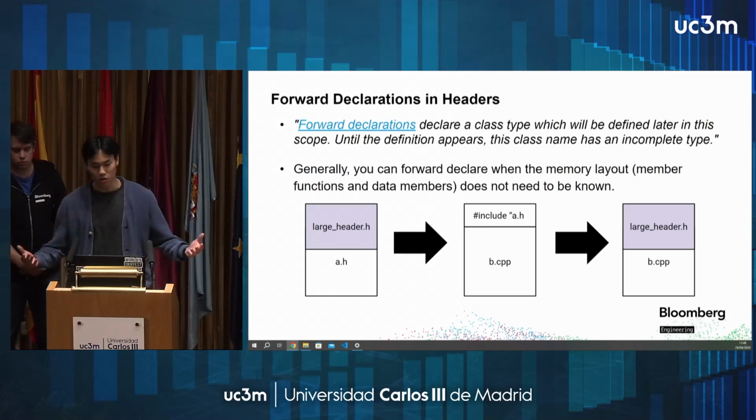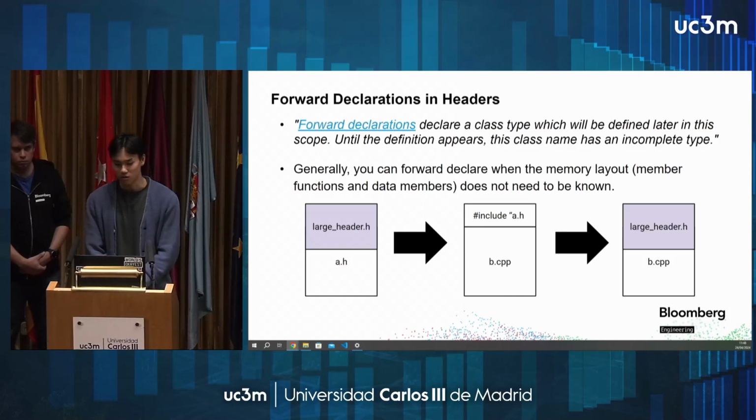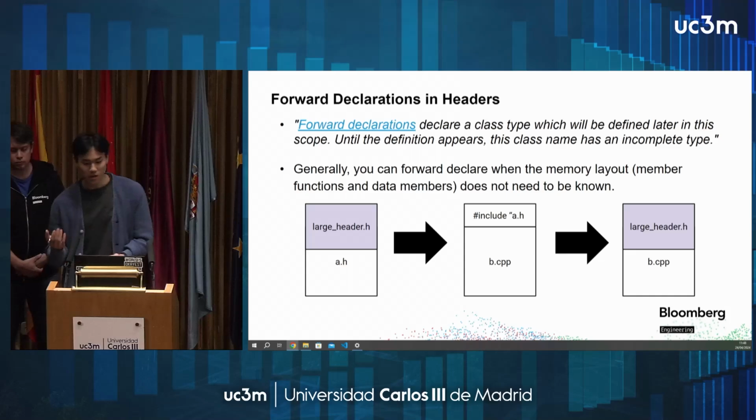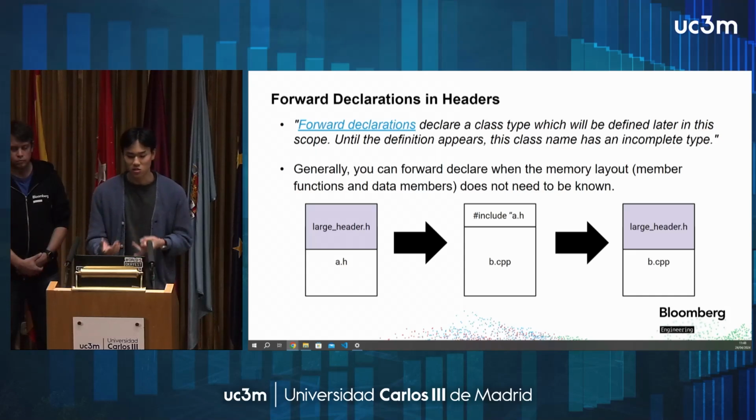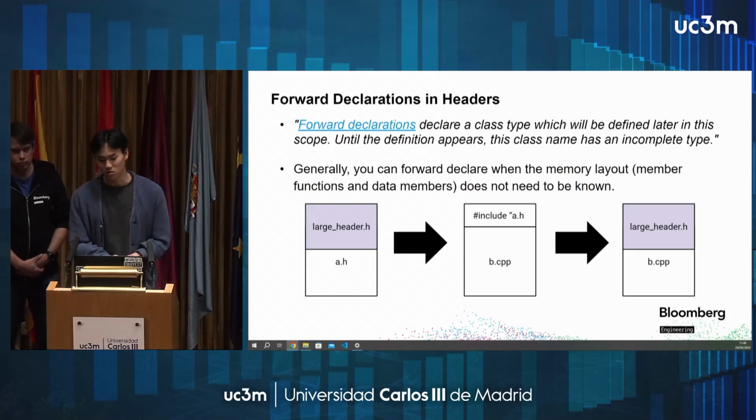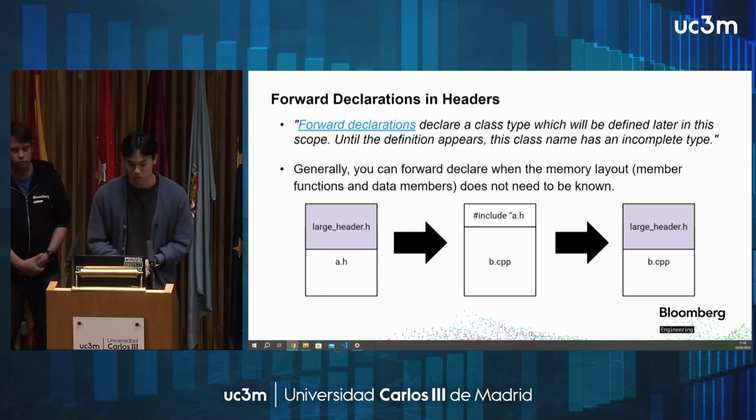However, if you own a header that includes a large header, you might not need to know about the header contents. You can actually forward declare it, but only if you don't need to know the memory layout, such as the member functions and data members. This technique pretty much allows the compiler to proceed with compilation without needing to know the complete details of the entity being declared. So you minimize dependencies between header files. It allows the compiler to proceed without including the additional header files, and thus leads to a faster compilation.